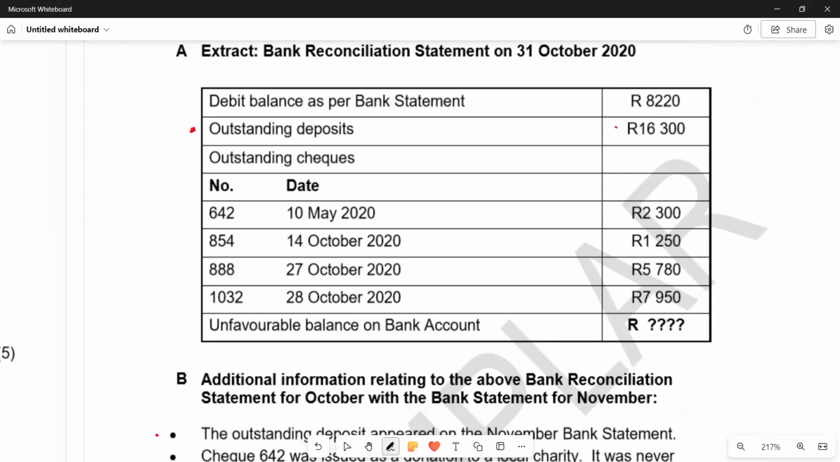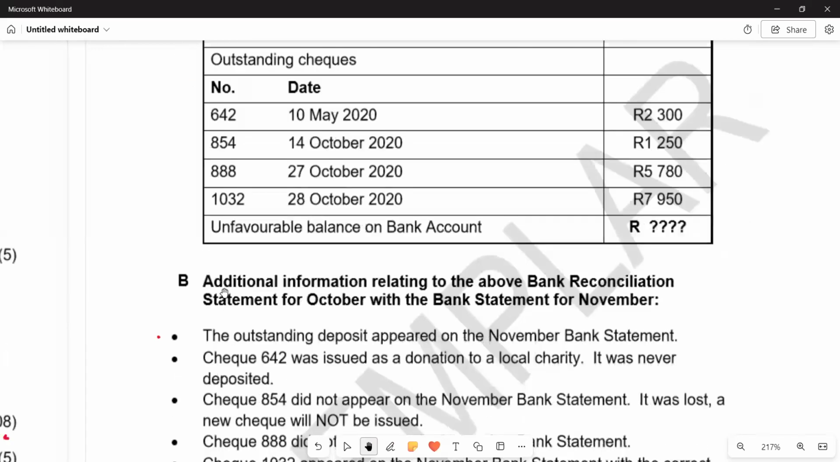It's now appearing on the recent bank statement, which means it's now correct. Remember, in the journals it was already entered. So if it's now on the bank statement, we are not going to correct anything. Everything is now correct, so we can just leave it. We are not going to adjust it.